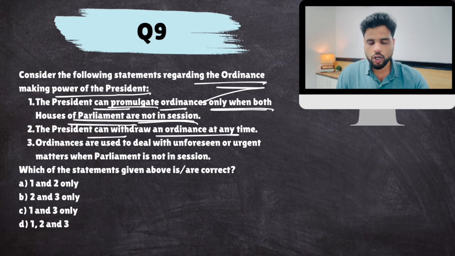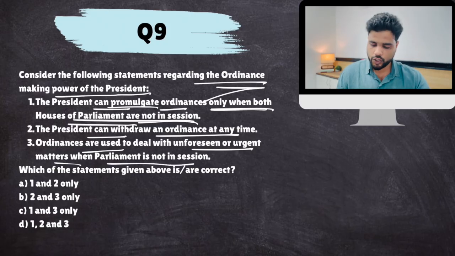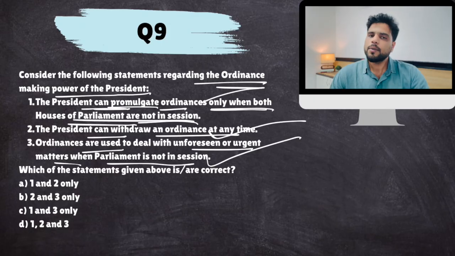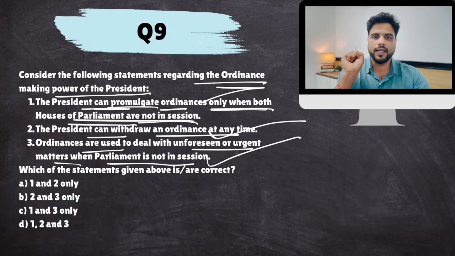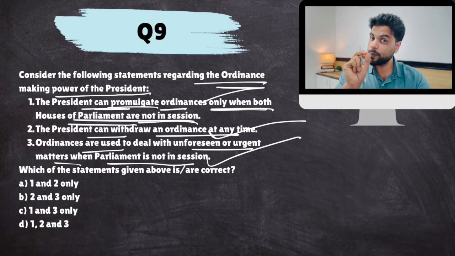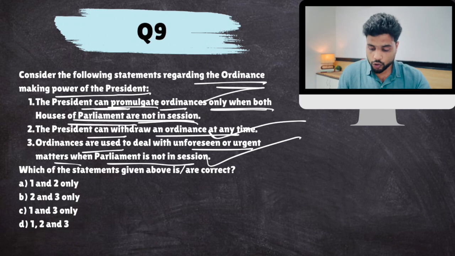The president can withdraw an ordinance at any time. Ordinances are used to deal with unforeseen or urgent matters when parliament is not in session. So yes, this part is correct. And president can withdraw an ordinance at any time. But there is one thing. President cannot pass an ordinance if both houses are in session. But if either of the house is not in session, let's suppose Lok Sabha is in session but Rajya Sabha isn't, then too president can promulgate an ordinance. So not both, either of the houses.